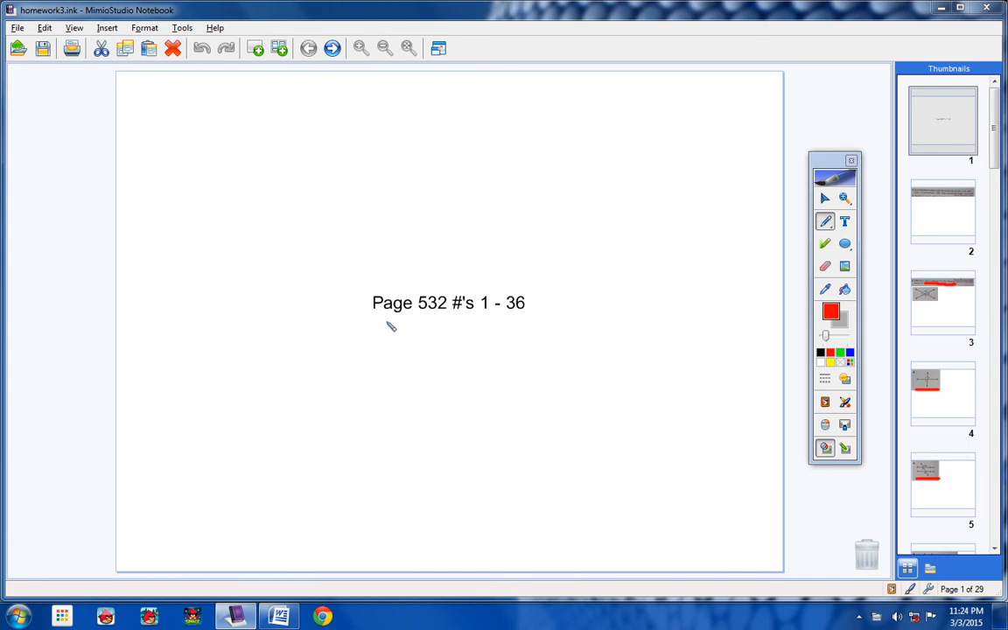32, numbers 1 through 36. And let's go ahead and get started with this assignment. I know you're not looking forward to it, and I know it's not going to be the highlight of your day, but this is a really good assignment, okay? And it's going to be a good review for you guys. So let's go ahead and get started.